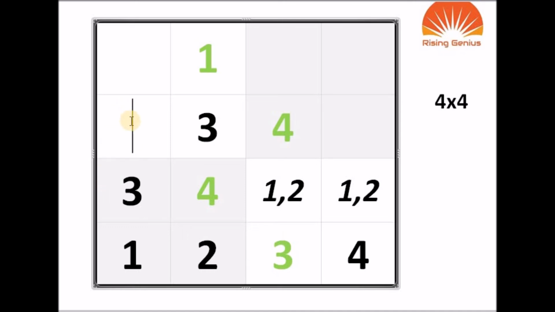Now, let's look at this number. This square. Can 1 come? No, because 1 is already in this box and 1 is already here. 2? Yes, 2 can come. Correct. 3? No, 3 is already here. And 4? No, no, no. Because 4 is already here. So what is the number? Final answer 2. Correct.